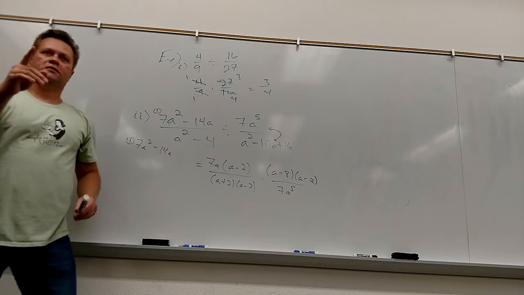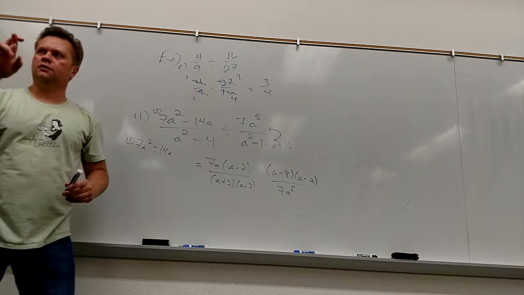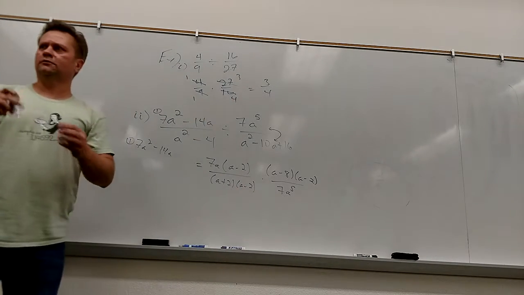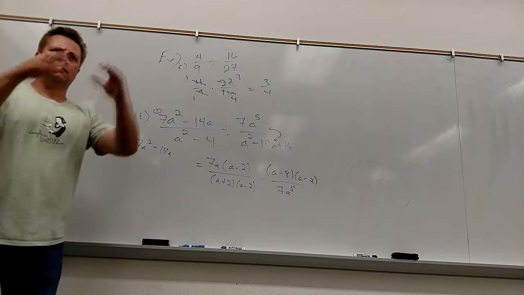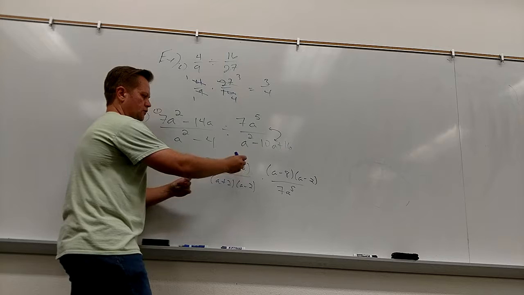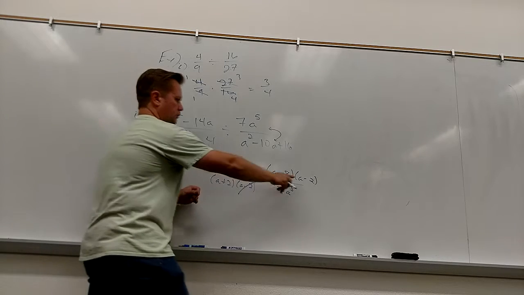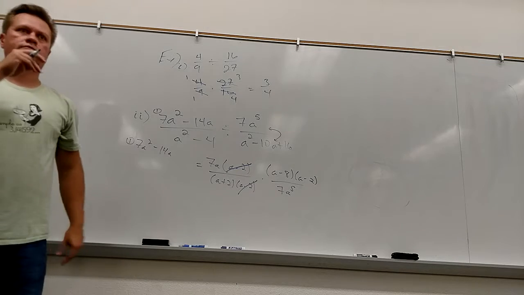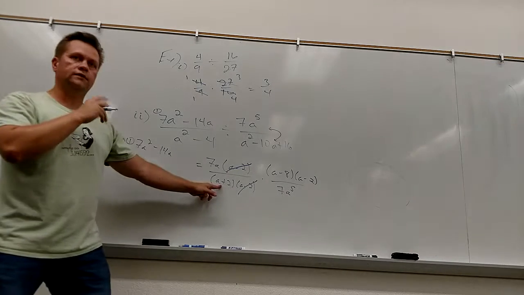So no, I didn't make a mistake. Hopefully you guys caught this. Sometimes this is another mistake people make. Once something cancels, it's dead. It's not a zombie. It can't kill something else. So what happens with these A minus 2s? Anything? Nope. It's still there. You can't cancel this because they're not the same.